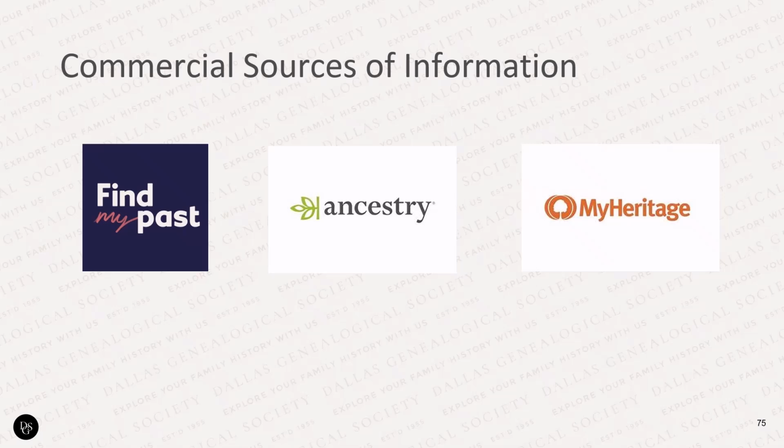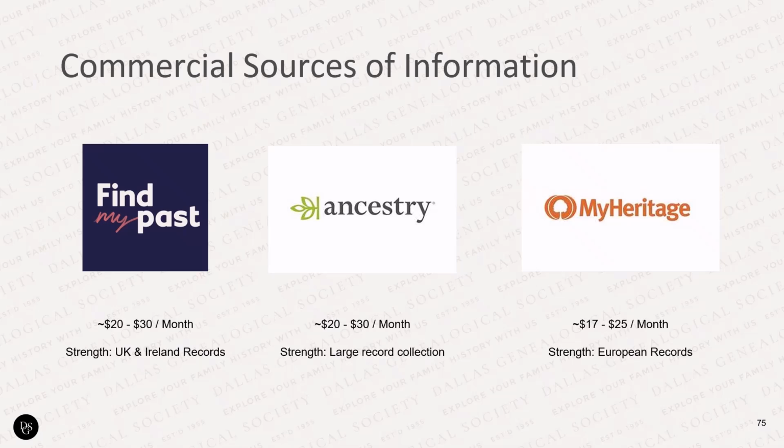There are three very popular ones: Find My Past, Ancestry.com, and MyHeritage. These prices were accurate in about mid 2025, I think. So you just verify them to be sure. Find My Past, its strength is in the United Kingdom and Ireland records. That's really their focus. They have information about the rest of the world. But if you're researching people from that part of the world, that's a pretty good thing to consider.